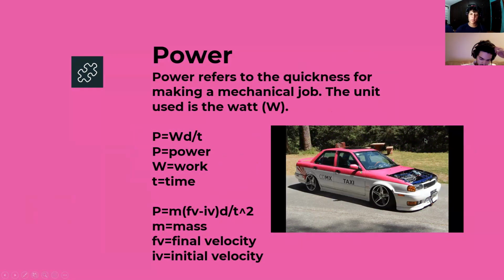Now I'm going to explain the power. Well, the power refers to the quickness for making a mechanical job. The unit used is the watt. We have two ways to get the power. The first one is with this formula, that is work per distance split time, and the second one is with this formula, that is mass per final velocity minus initial velocity per distance split time squared.